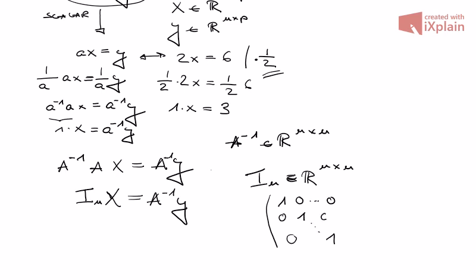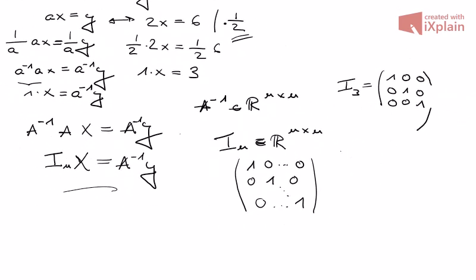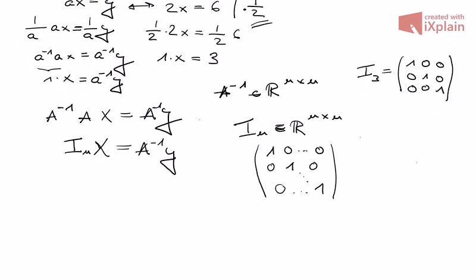Yeah. So that's kind of the general way. So maybe I3 would look like this. So that's I3, the identity matrix. So just ones on the diagonal, zeros everywhere else.